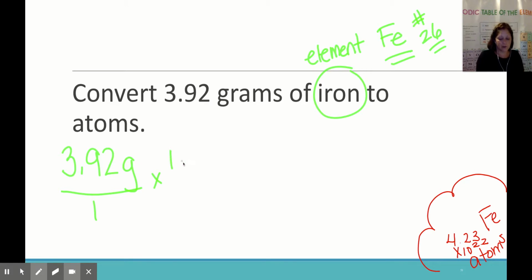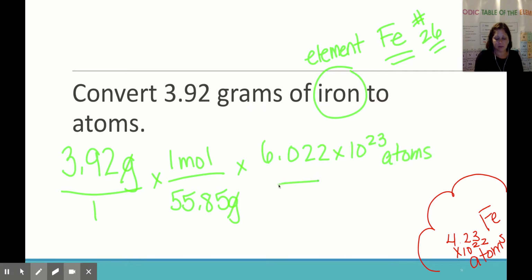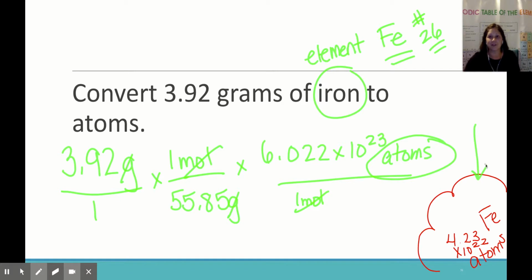So we're going to multiply by 1 mole over 55.85 grams. That will give us moles, but we have one more step, and that's going to be Avogadro's number of atoms per mole. Now, moles are going to cancel. Our final answer will be in atoms, and it was already calculated.